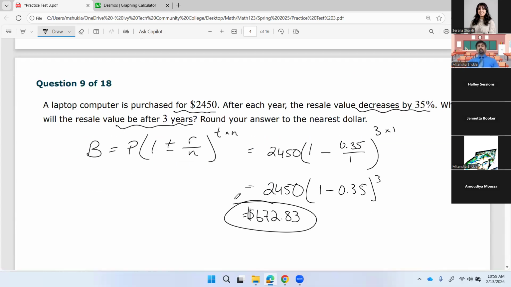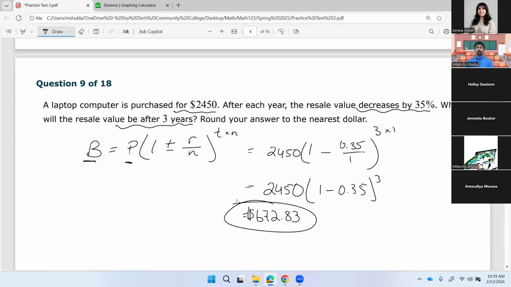So I know that this is a compounded exponential model. This is the model that I can do, which is my balance is always equal to my principal times 1 plus or minus my rate divided by the number of times I compound, all being raised to how long times the number of times I compound.